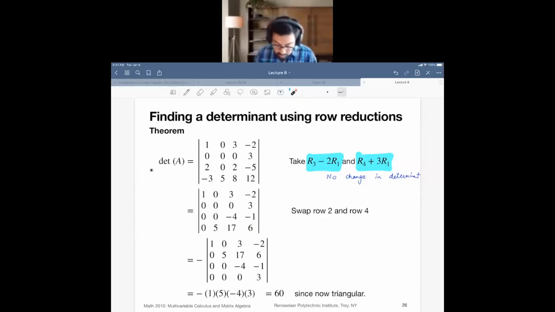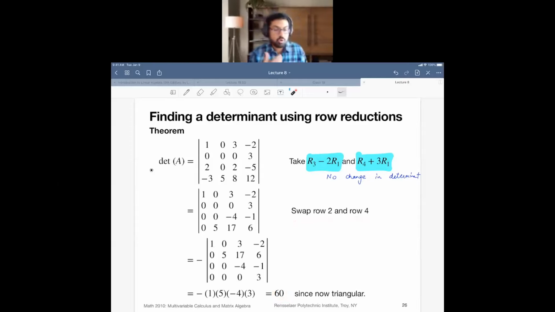Now, once you swap the rows, what do you have? You have a triangular matrix. Below the diagonal, everything is a zero. For that matrix, the determinant is obtained by simply multiplying all the elements in the diagonal. So you've got 1 times 5 times negative 4 times 3, and the negative sign carries over because of the swapping of the two rows. And you get 16 in this case.